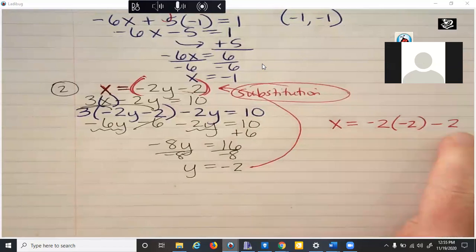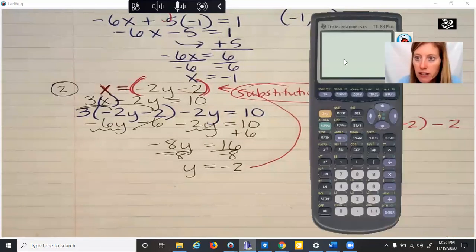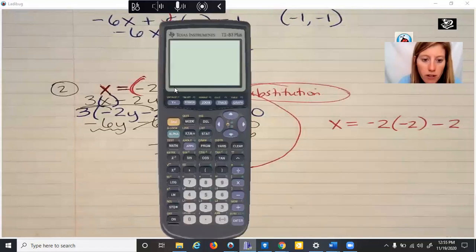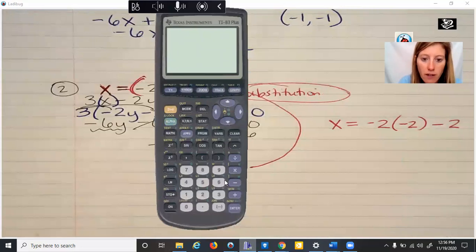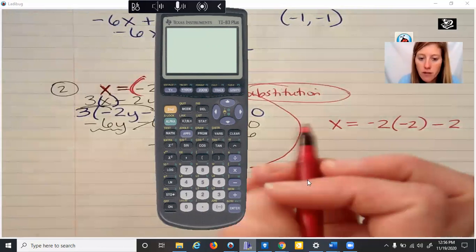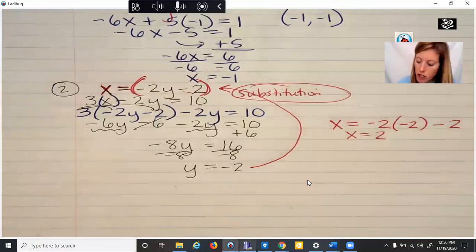And then you can type all of that in your calculator or in Desmos. Negative 2, parentheses, negative 2, minus 2, and it gives you 2. So x equals 2. Gia, how do you write your answer?